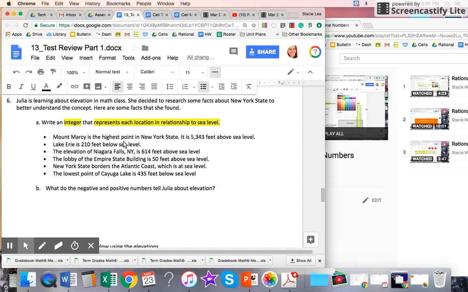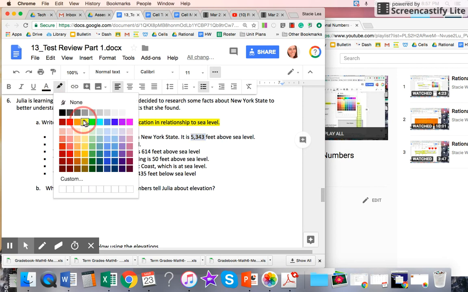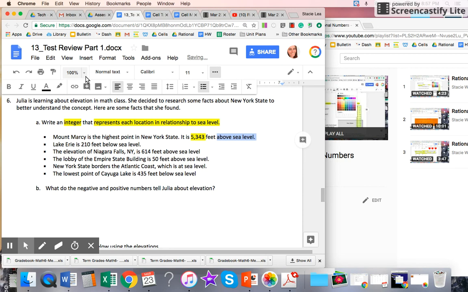Mount Marcy is the highest point in New York State. Its elevation is 5,343 above sea level. If it's above sea level, then it is positive. It's a positive number. I don't need to write anything other than just the number. 5,343.